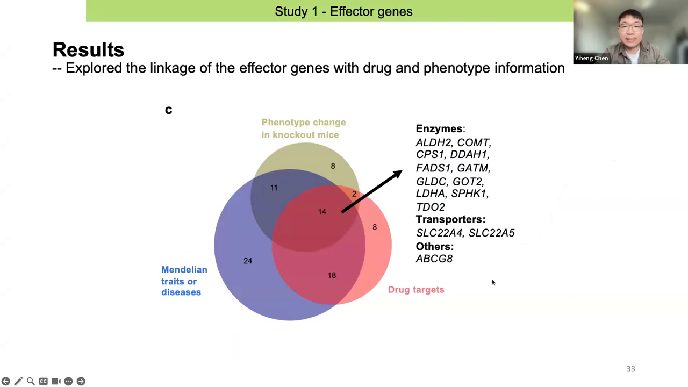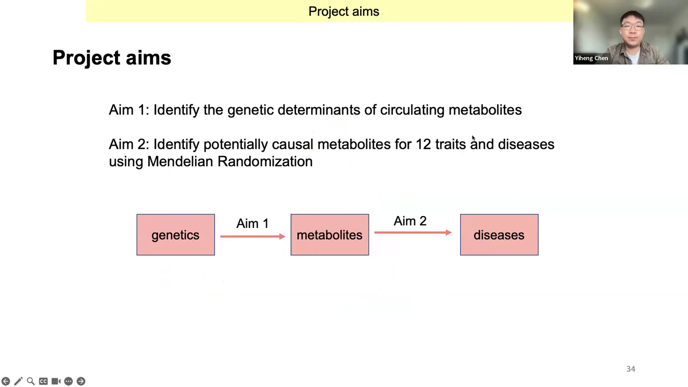Lastly, to see if these effector genes are implicated in any phenotypes and if they can be used as drug targets, we explored the linkage of those effector genes with drugs, phenotype changes in knockout mice, and also human Mendelian traits or diseases. By checking the overlap, we find 14 effector genes that have all three sources of information. They are listed here, and these connections may help us identify metabolites that can be used as biomarkers for the related disease, or we may repurpose the drugs linked to those effector genes to modulate the level of the corresponding metabolites or associated traits. So that concludes the results for the first part.